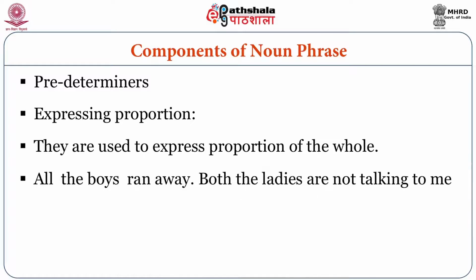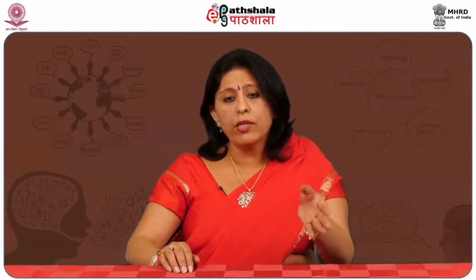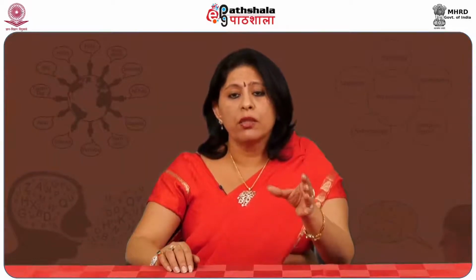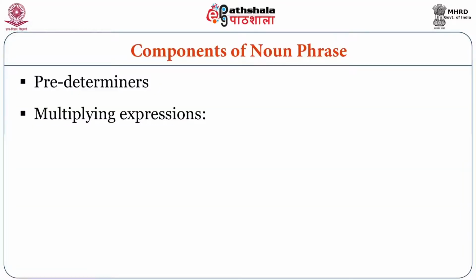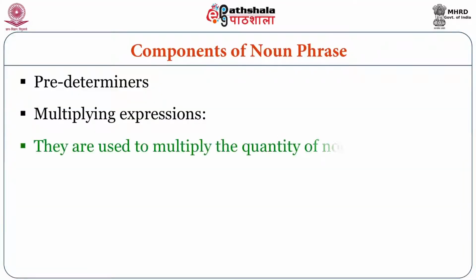All the boys ran away. Both the ladies are not talking to me. This "all the boys" and "both the ladies" just express the proportion of the whole. Predeterminers also have multiplying expressions. They are used to multiply the quantity of the noun. Double the books. This double is the multiplication.